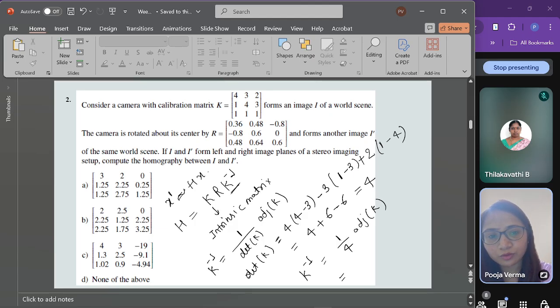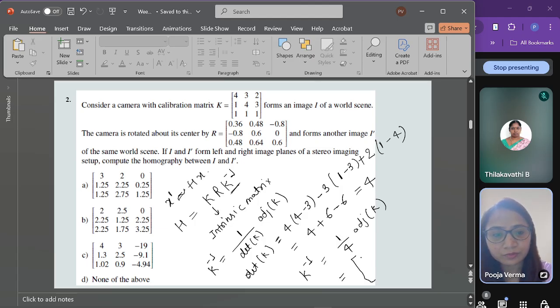Okay, so I am writing it here, the K inverse values. I have calculated it, but it will take some time, and in that case we are not able to complete. So you just need to know how to calculate the K inverse values, and you can calculate it.